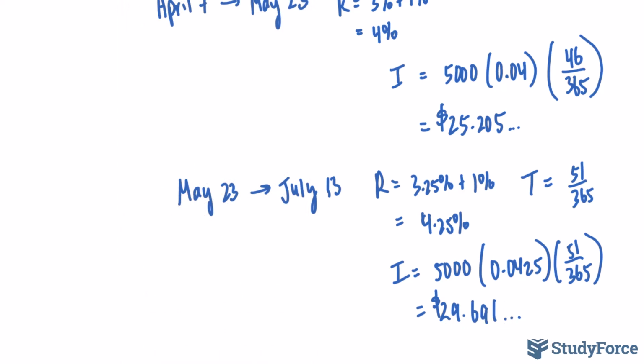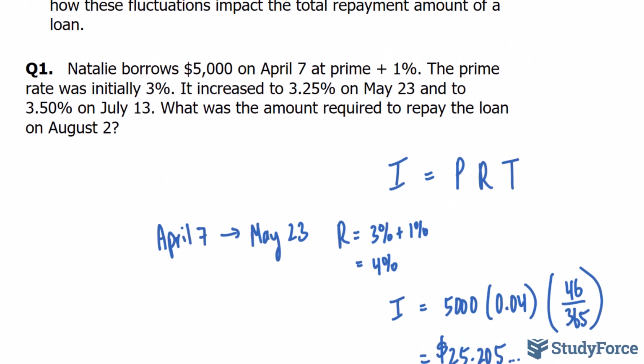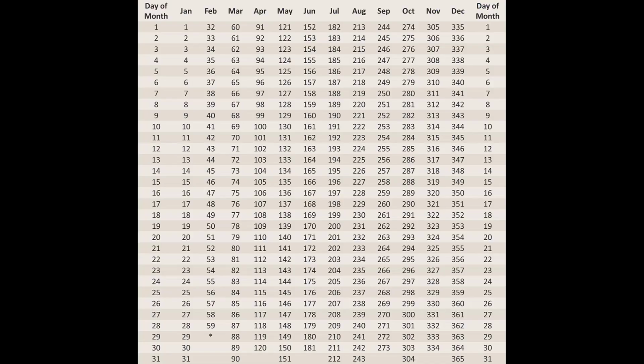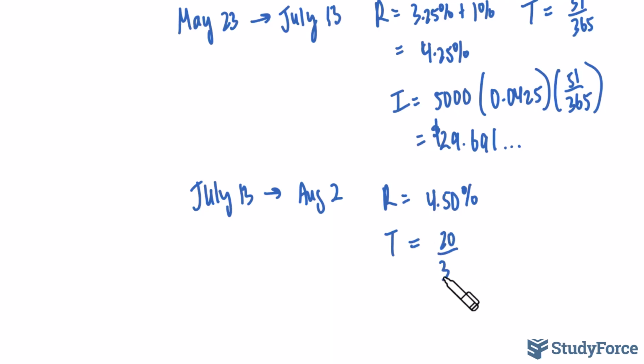And for that last period, it goes from July 13 to August 2nd. And this time, there's another increase of 0.25%, which amounts to 4.5 total. Let's write that down. The rate is 4.5% this time altogether. And from July 13th to August 2nd, pulling up that chart, July 13th is the 194th day of the year, and August 2nd is day 214. Taking their difference, we have 20 days.